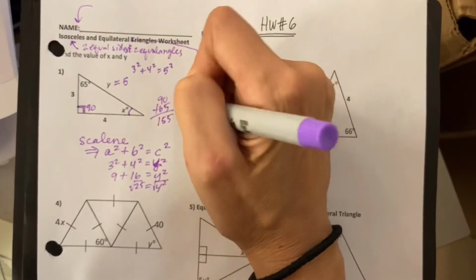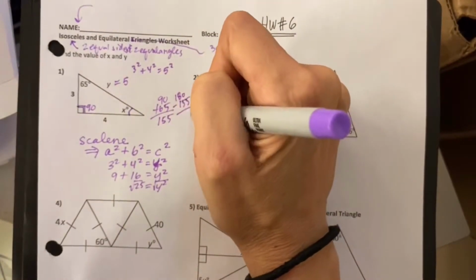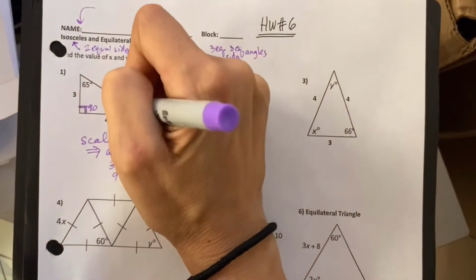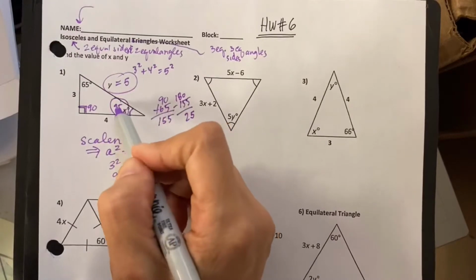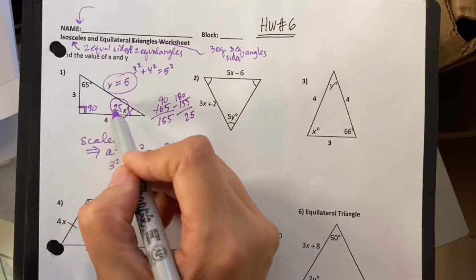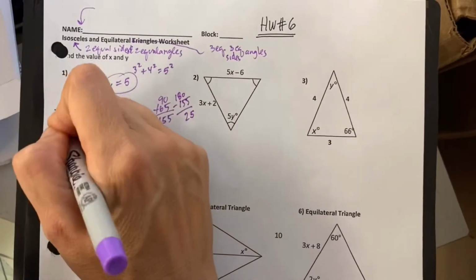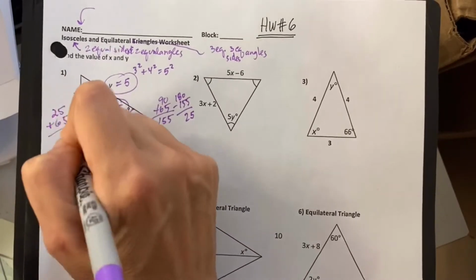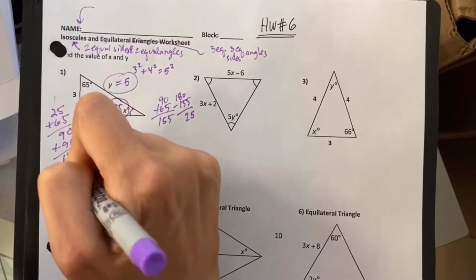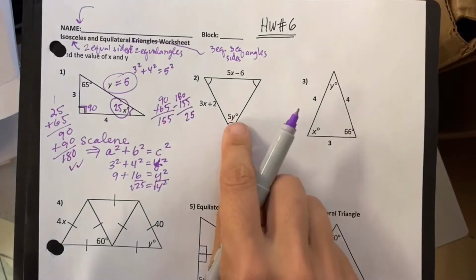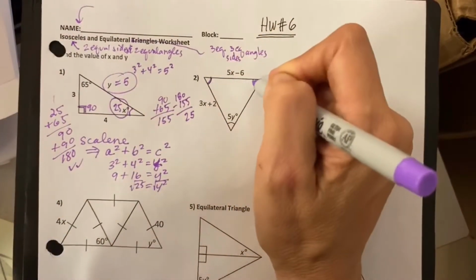So if I take 180 and I subtract 155, I get 25. Cool. So y is 5 and x is 25. Let's double check those. 25 plus 65 is 90, and 90 plus 90 is 180. Yep. Double check.